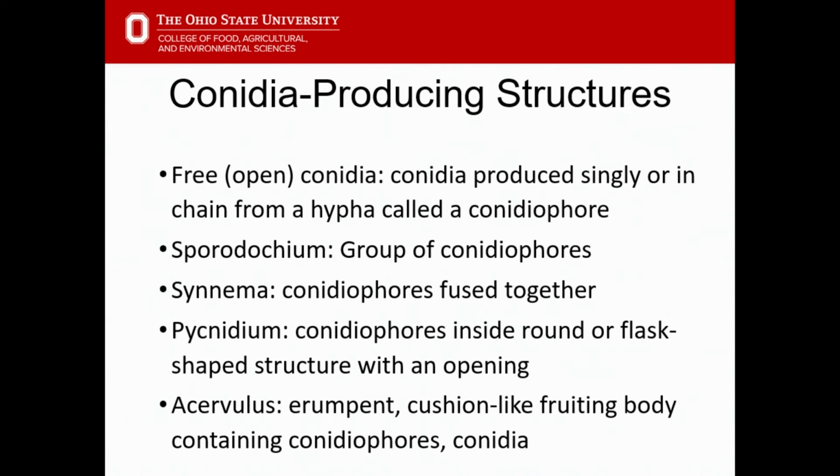These are the main types of structures producing conidia in the Deuteromycetes. Some species don't produce a structure at all, and conidia are produced on conidiophores on the plant surface. The four main structures producing conidia are Sporodokia, Cinema, Pycnidia, and Acervuli. Diagrams of each of these are shown in the next slides.